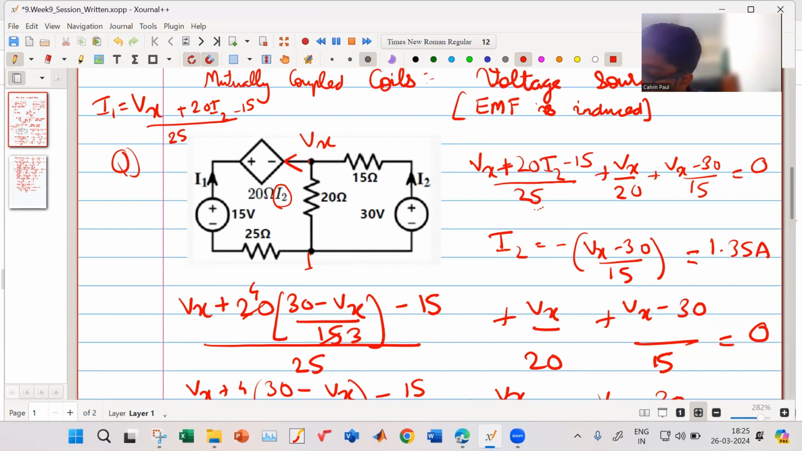Hota, you are saying Vx plus 20 I2 minus 15 is current in this direction, but your I1 is in the opposite direction. Okay. So this into minus 1. So what is this value? Minus 0.87092. Okay.